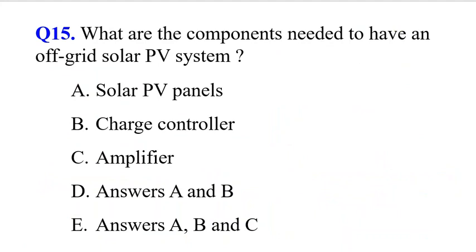Question number 15. What are the components needed to have an off-grid solar PV system? Of course, you need solar PV panels, you need a charge controller, but not an amplifier. So your answer is D.